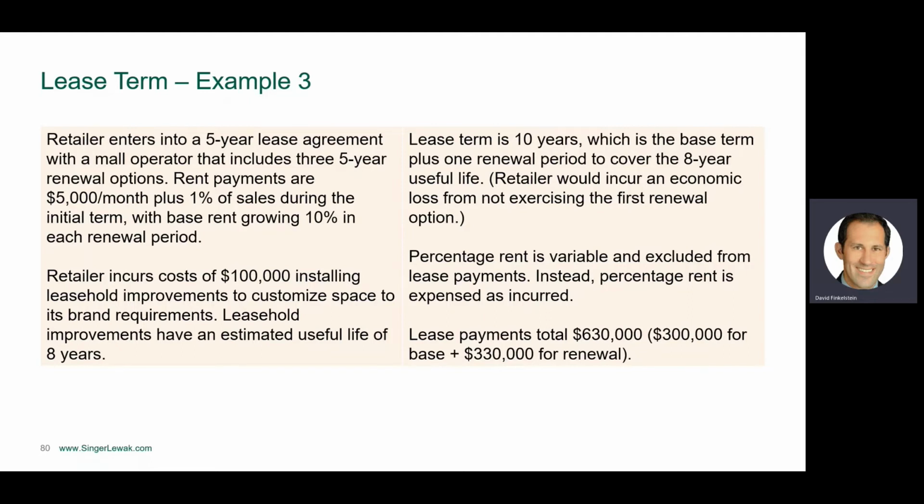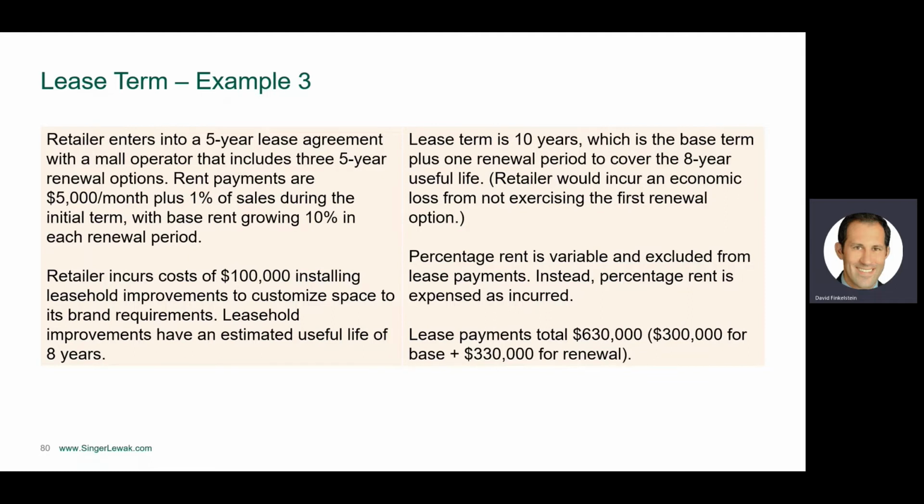In this instance, we'd consider that the lease term is going to be 10 years, which is the initial 5-year lease term, plus the fact that we have leasehold improvements of 8 years would mean we would have to do at least 1 renewal period to gain the full value of those leasehold improvements. So the expected life is going to be the first lease term plus 1 renewal option, as we would expect that the retailer would incur an economic loss on those leasehold improvements if they did not exercise at least the first renewal option.